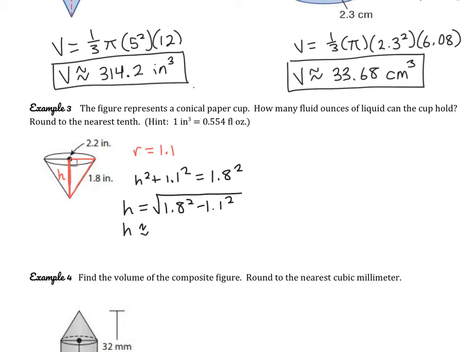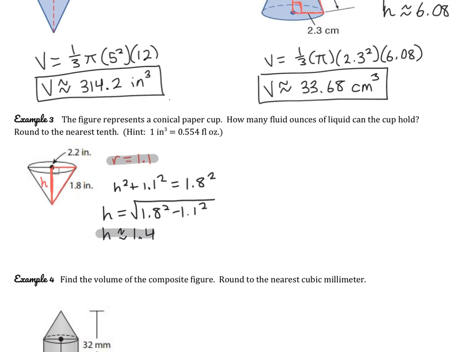So here h is going to be approximately 1.4. And now we have the two pieces of information we need to find the volume of our cone. So our volume can be found by doing 1/3 times pi times our radius squared times the height. So we'll get a decimal approximation for that, rounded to the nearest tenth. So this gives us a volume of approximately 1.8 inches cubed. So now that we know how many cubic inches are in the cone, we can now use that to figure out how many fluid ounces that would hold.